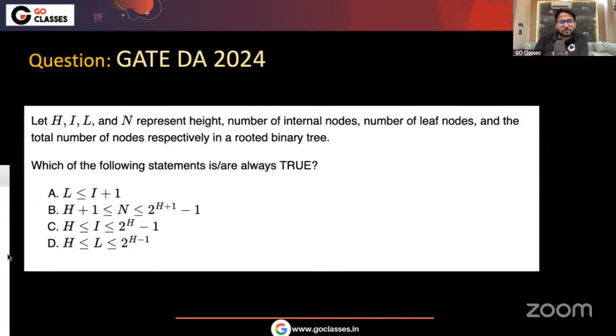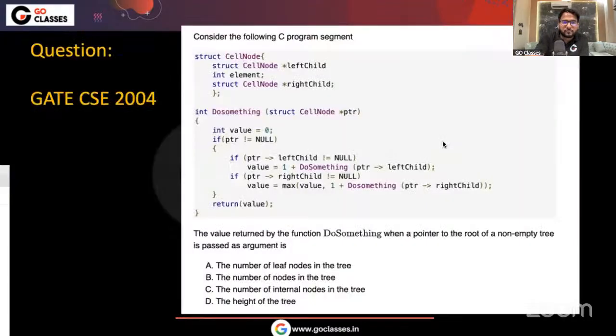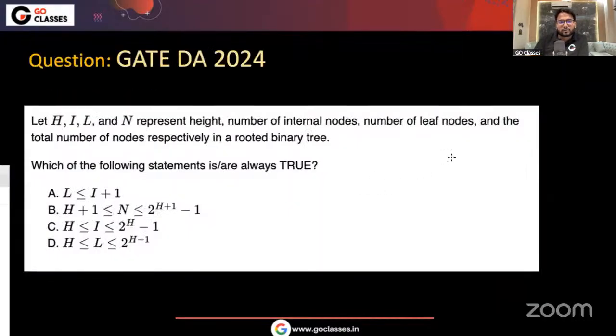Let's solve this question. What they are saying: let H, I, L, N represent height, number of internal nodes, number of leaf nodes, and total number of nodes respectively in a rooted binary tree. Which of the following statements is or are always true? So you can take a simple example. Okay, answer I have not written, but you can take the simple example.